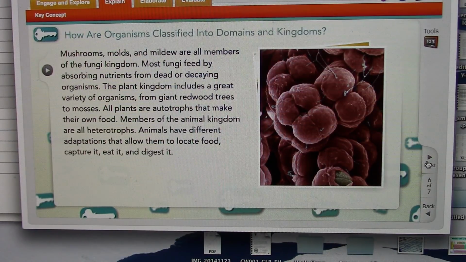Did you know this? Members of the animal kingdom are all heterotrophs, right? No photosynthetic animals. Not that I've seen. And if you know different, raise your hand. I'd love to hear from you. Animals have different adaptations that allow them to locate food, capture food, and eat and then digest it.